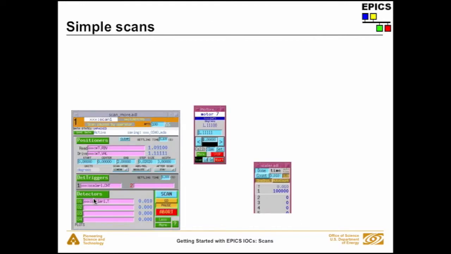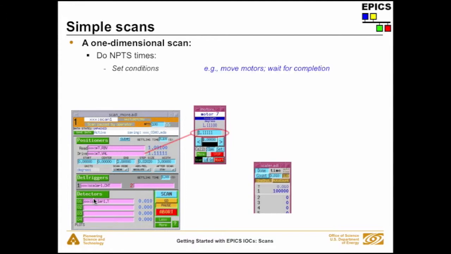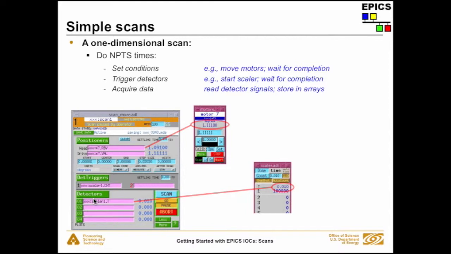So, what is a scan? I suppose I should define that first. A simple scan consists of the following. Endpoints, times, you're going to do the following operations. Set a condition, maybe send a motor to a position and wait for it to get there. Start a scaler or some other detector and wait for that to finish acquiring. And then grab the data from everything, including the motors, the motor readback values, and all of the detector values.